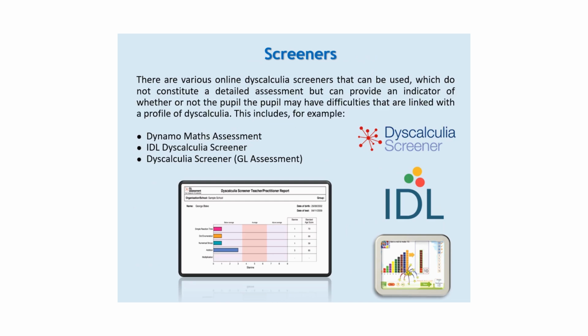Screeners. There are various online dyscalculia screeners that can be used, which do not constitute a detailed assessment, but can provide an indicator of whether or not the pupil may have difficulties that are linked with a profile of dyscalculia. This includes, for example, Dynamo Maths Assessment, IDL Dyscalculia Screener, and Dyscalculia Screener GL Assessment.